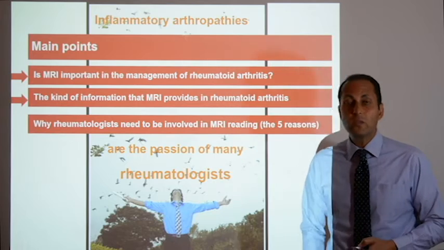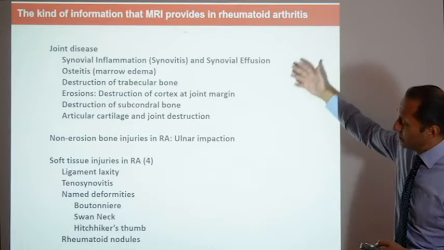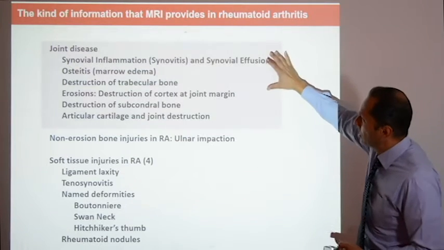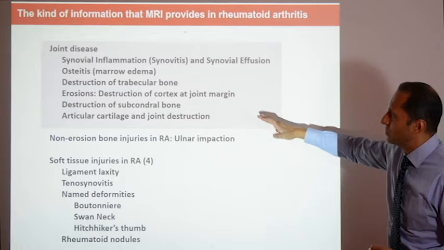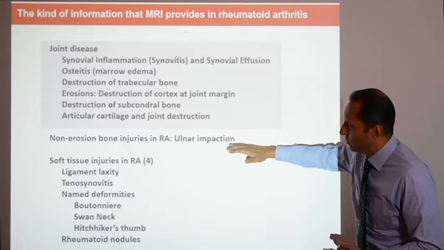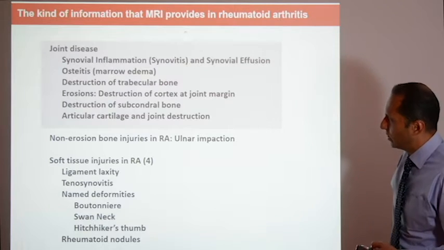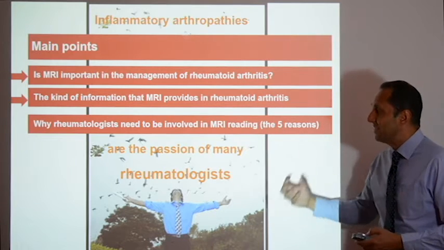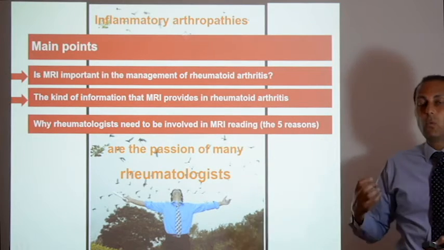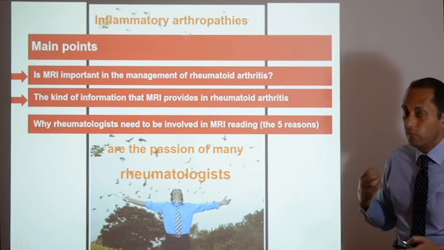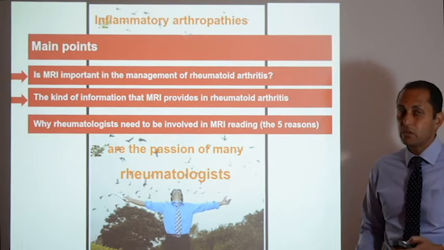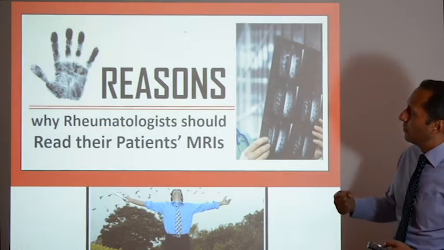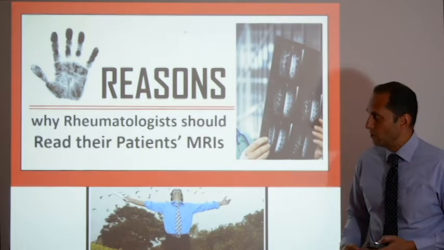What is the kind of information that an MRI will provide? This is the list. I'm presenting this slide just for the sake of being comprehensive. Those are the ones that I concentrated on so far. But you still have, other than the joint disease, non-erosion bone injuries, and also soft tissue injuries in RA. So why do rheumatologists need to be involved in MRI reading? What are the 5 reasons that I should be involved also, in addition to the radiologist, of course? I'm not substituting it. The 5 reasons why rheumatologists should read their patients' MRIs.